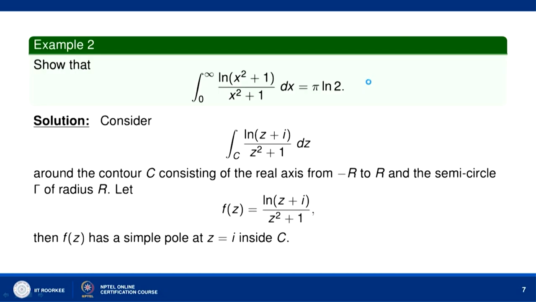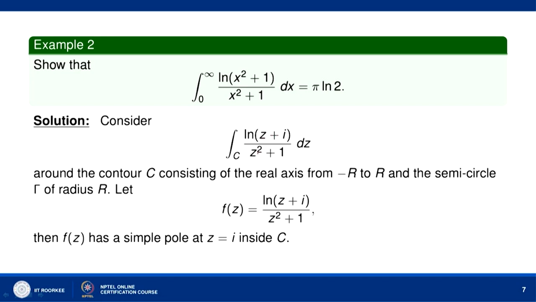Okay, so, let us now consider another real integral, which is the integral over 0 to infinity of ln(x² + 1) over x² + 1 dx, and we will show that its value is π ln 2. Okay. Now, let us consider the corresponding contour integral. Here we shall take the integral over C of ln(z + i). For ln(x² + 1), we shall be writing ln(z + i) over the denominator. When we have x² + 1, we write again z² + 1, there is a change in the numerator. In the numerator, we simply do not replace x by z, we rather consider ln(z + i).